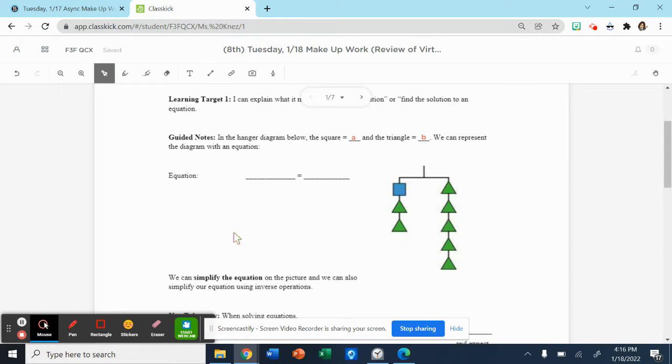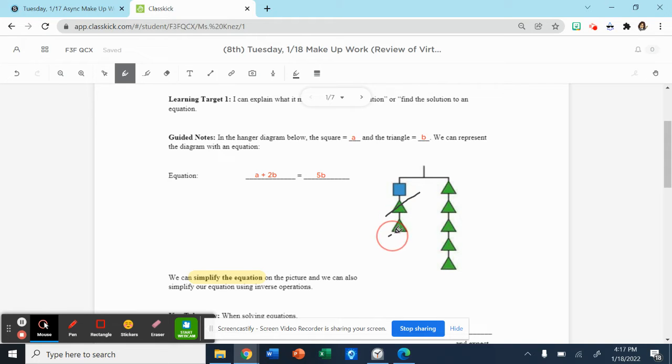We can represent the diagram with an equation, and we know that our equation is A plus 2B equals 5B, because we have 1 square A plus 2 triangles B on the left, and then on the right side we have 5B's, 5 triangles. So what we talked about in class is that we can simplify the equation on a picture, and we can also simplify our equation using inverse operations. So here's how we can think about this.